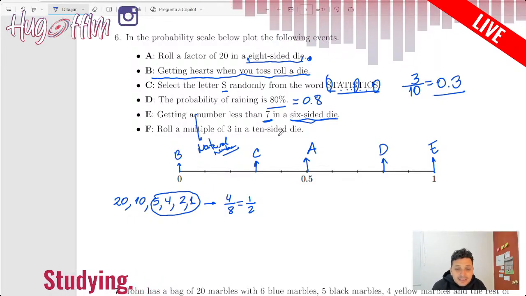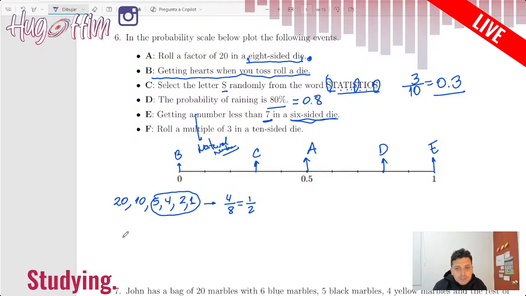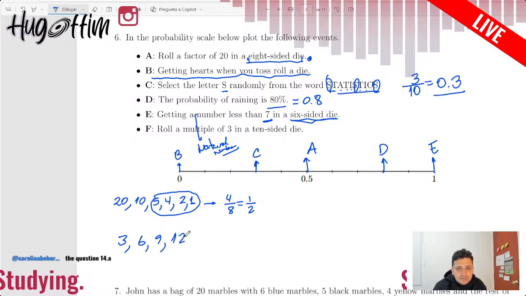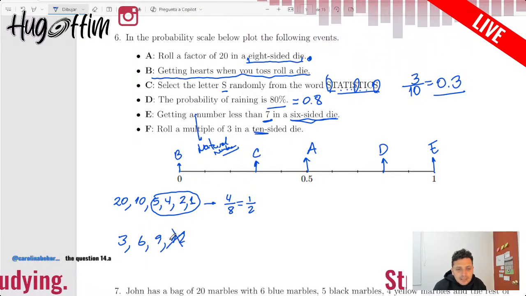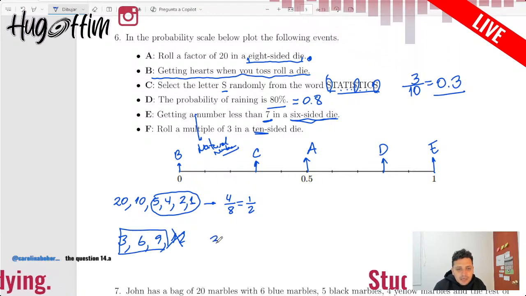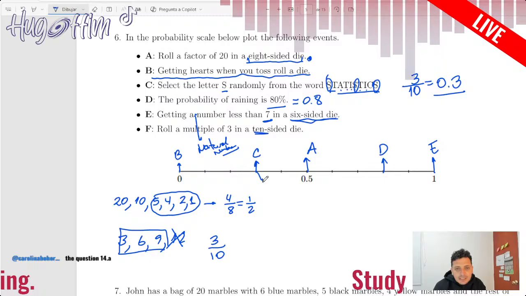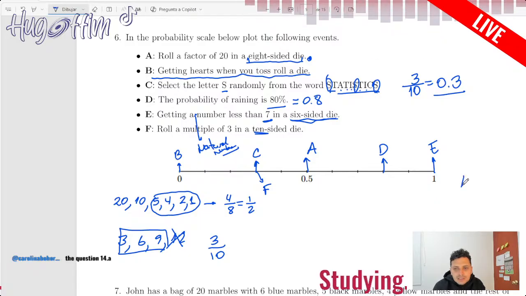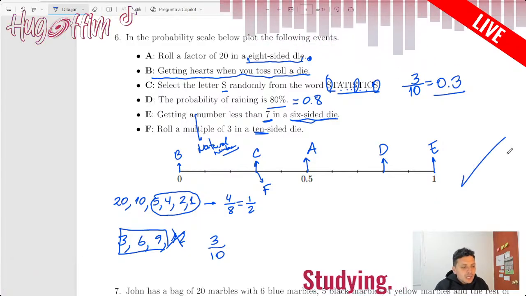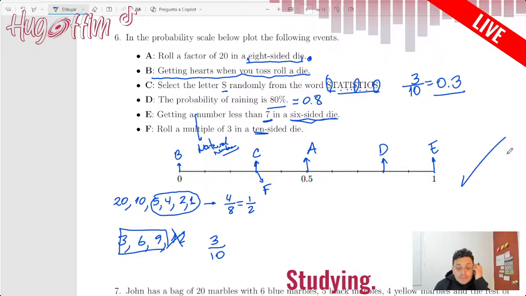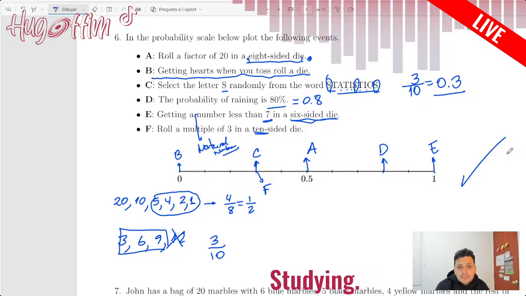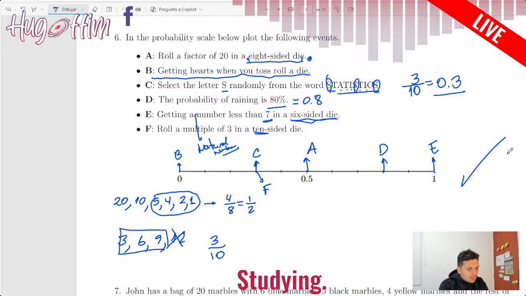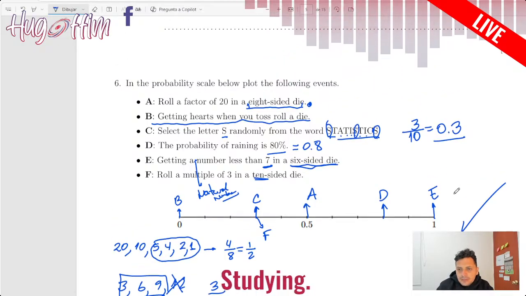Roll a multiple of 3 in a 10-sided die. So we need to get the multiples of 3. I'm going to get the multiples of 3: 3, 6, 9, and 12, but it's 10-sided, so it's only less than 10. It will be these 3 out of 10. So it's the same as C. I've got to put it here, F. A, B, C, D, E, F. Good. So this is how to answer these types of questions. You must put it on the appropriate row.